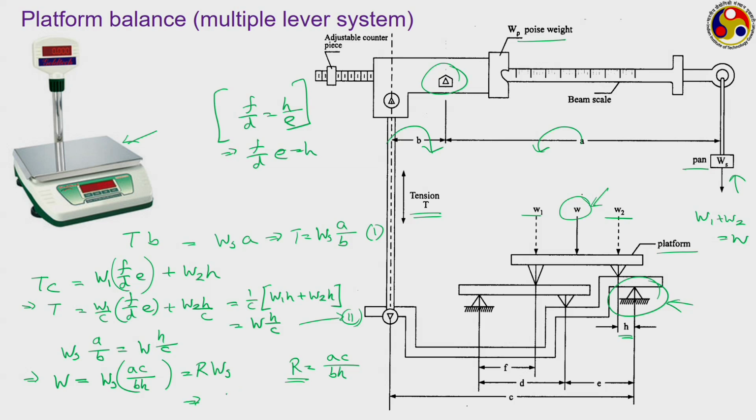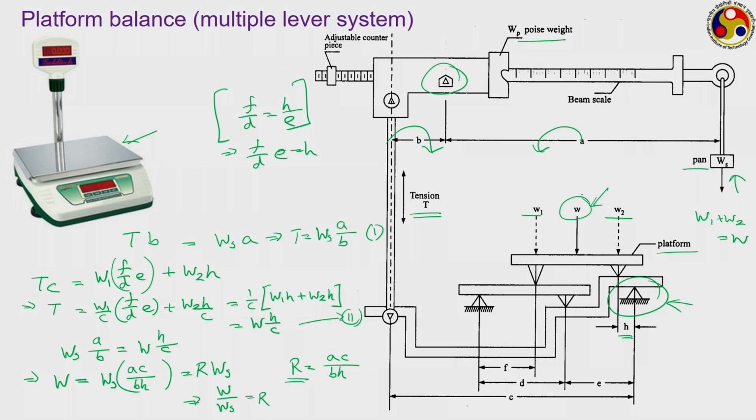Finally, look at here. Again in this case also W upon Ws is equal to R. So, if we make R a large value, like say if we have R equal to 10, then this W can be 10 times larger than Ws. Similarly, we can also go for much smaller measurement as well using this.